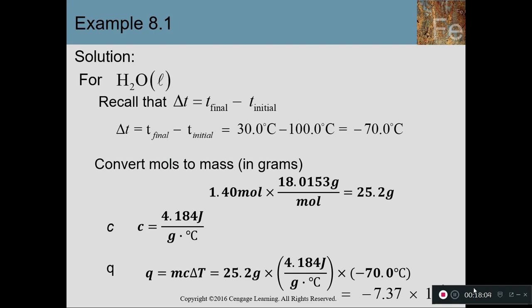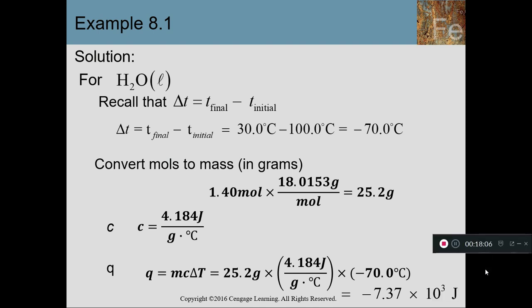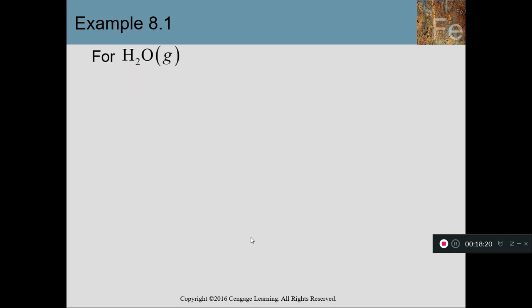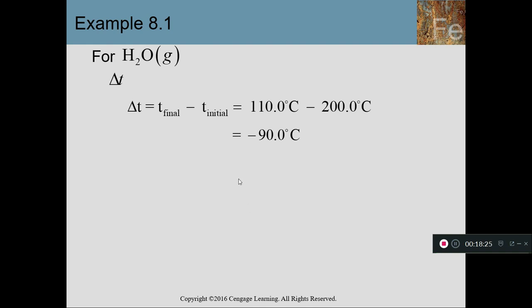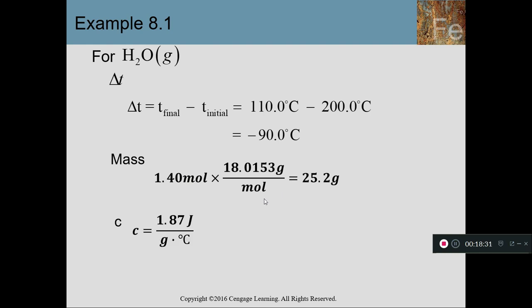And so therefore, let me move my little counter here. I get negative 7,370 joules of energy, or 7.37 kilojoules of energy lost. The water lost energy. Of course, it got cooler. What about the steam? Well, for steam, I have the change in temperature being 90 degrees. It loses more energy. My mass is the same because I have the same number of moles. But now my C is a lot smaller.